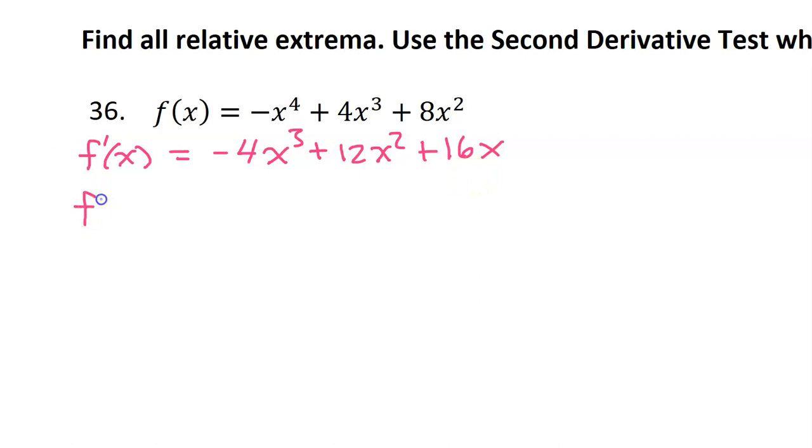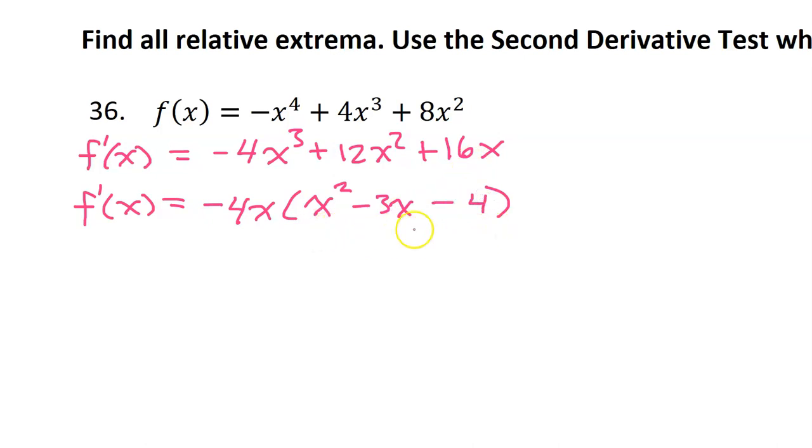Let's see if we can factor this. I see all of these numbers are divisible by 4, and they all have at least one x. So let's take a negative 4x out front and think about what's left behind. So we're going to divide everything by negative 4x. So this first term will become a positive x squared. The middle term will be negative 3x. And the last term will be negative 4.